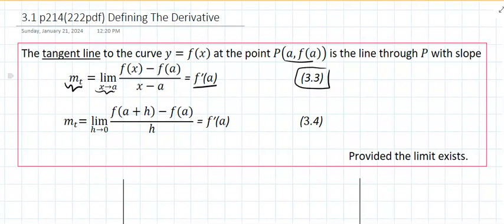This is equation 3.3. In this section, they're going to use this format and this format, but later on, we're going to stick with this. You could really stick with either one, it doesn't matter. They turn out to be the same, but this is the one that's going to be defined in the next section. So we're going to focus on this more in the long run.